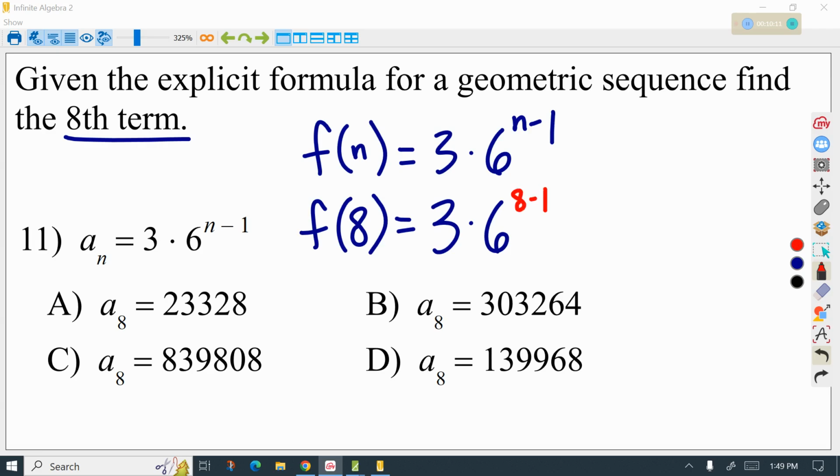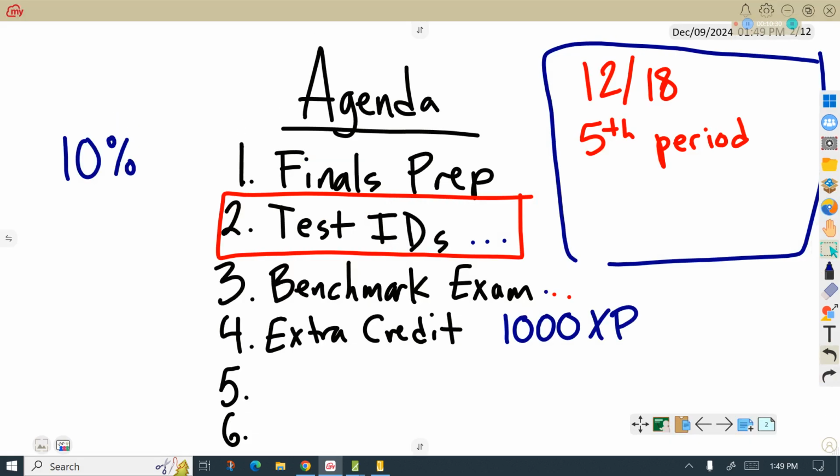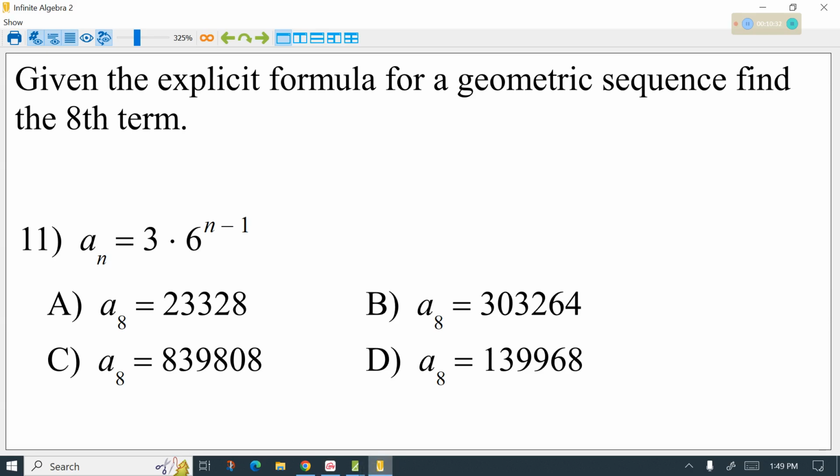So we got 8 minus 1. And so that gives us 3 times 6 to the 7th. You want to do that in your calculator: you do 6 to the 7th, get that value, and then once you have that, you multiply it by 3, and you'll get an answer. The answer that you should get for that would be 839,808.